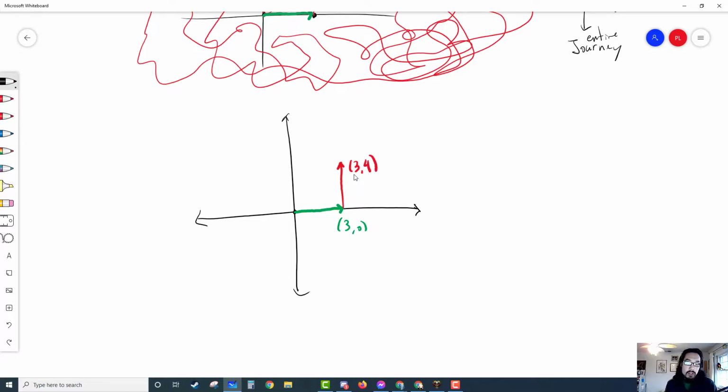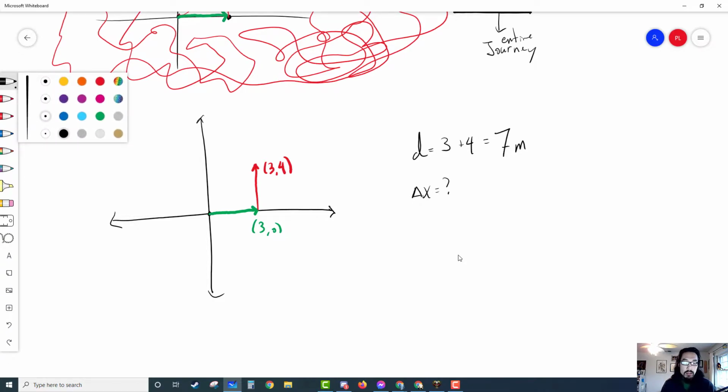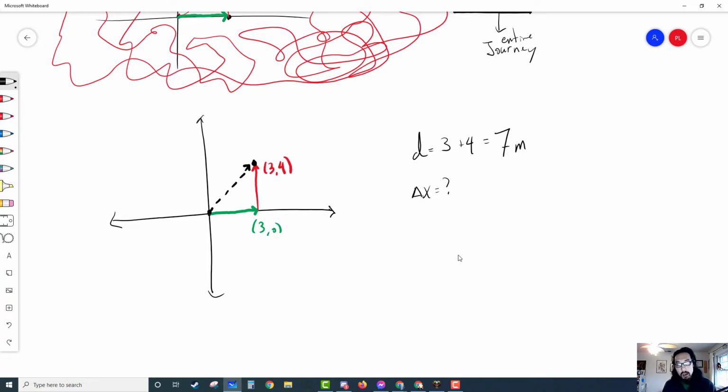And if I were to ask you, what is my total distance? Remember, distance only cares about the total traveled, it doesn't care about any direction. We traveled 3 meters initially, and then from there we traveled upwards of 4 meters. So for my total distance, I can say we traveled a total of 7 meters. Now what about displacement? Well, remember, displacement cares only about the final location and your starting location. So it's as if we took this diagonal path instead of going right and up.